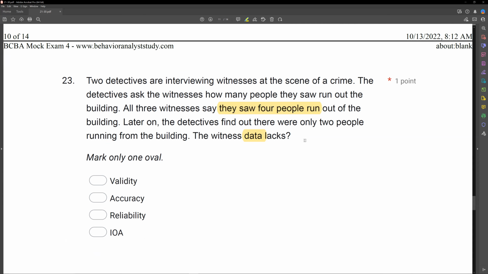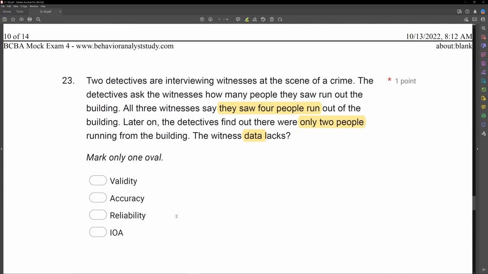So we have IOA. We're also looking at validity. Is their data valid? Validity just says, are we measuring what we intend to? Well, yes, they measured the four people, and that's what we wanted to measure. So their data is valid. Now, is it accurate? Accurate says we got a true measurement of what occurred. Three witnesses say they saw four people, but detectives say there were only two people. So was their data accurate? It wasn't, because they didn't measure the true value of what actually occurred. They said four, there's only two.